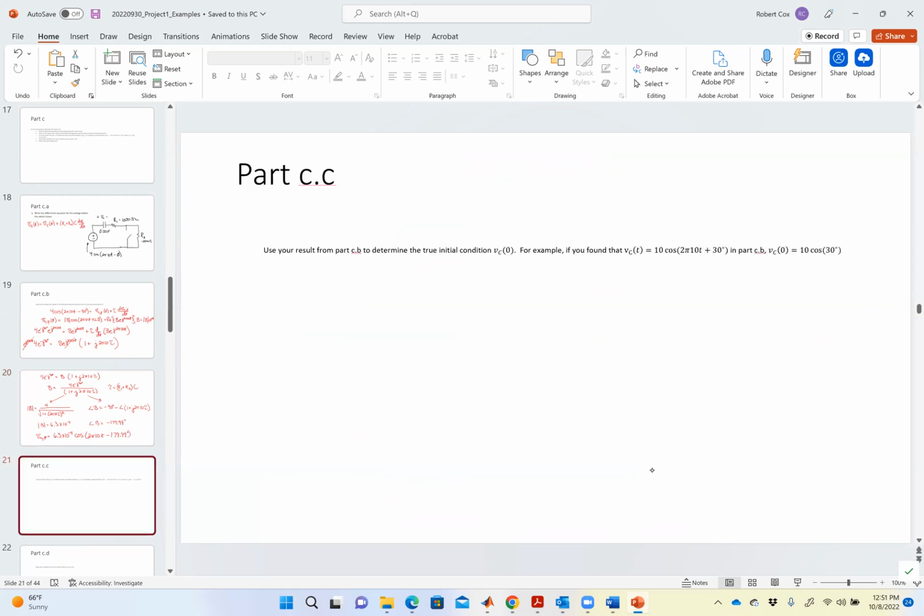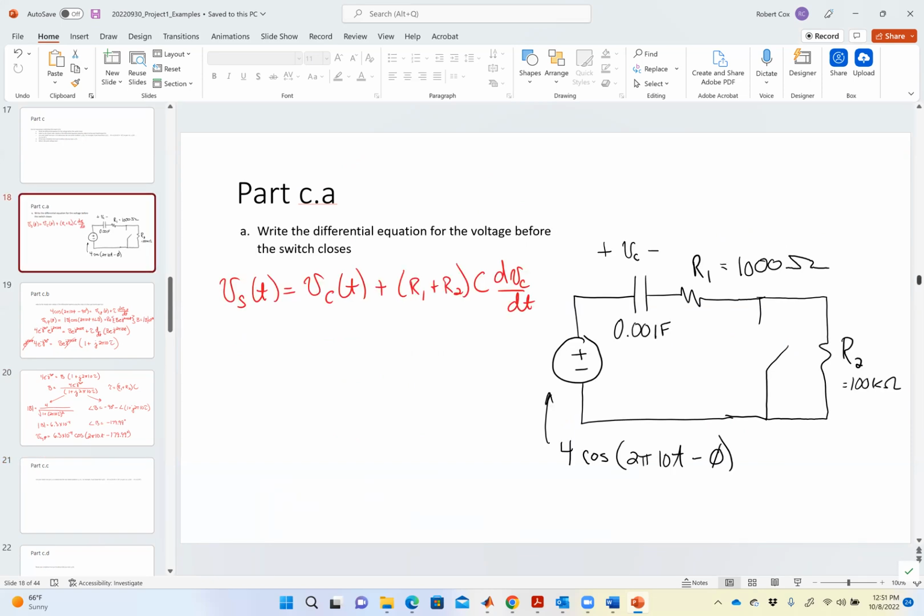Part C dot C, using a result from part C dot B, so the one we just got, determine the true initial condition for V sub C of 0. So the true initial condition, meaning that what we care about is when this switch closes. So if that switch had been open for a long time, we would be looking at the steady state solution to this guy to really tell us what the initial value of the voltage was, right?